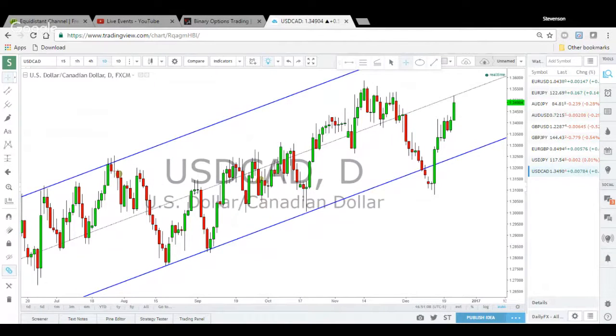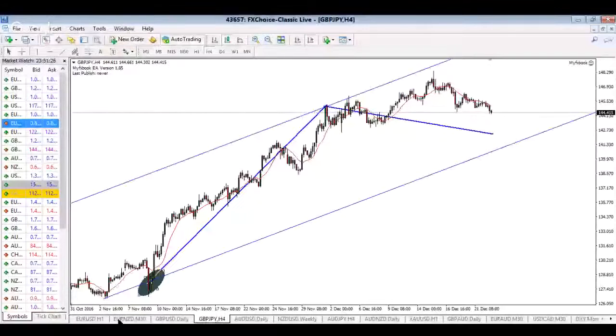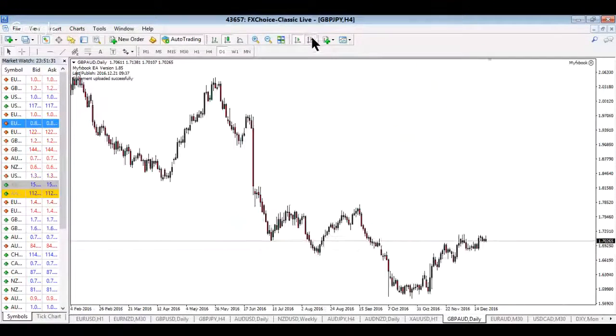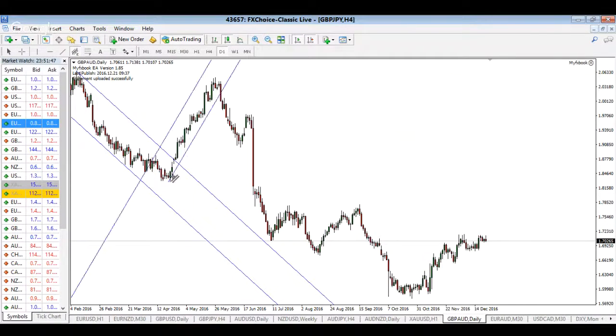If I go back to my MT4, just to give you guys one more, and it could be any pair. So Great Britain dollar. This would be considered right here. Boom. That right there would be a channel. This would be considered a channel.